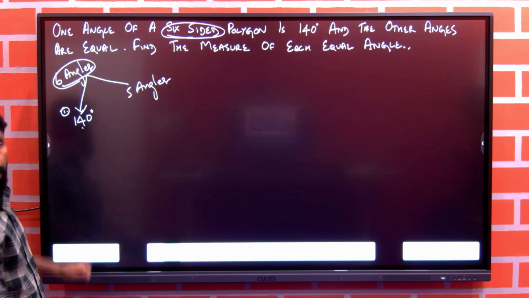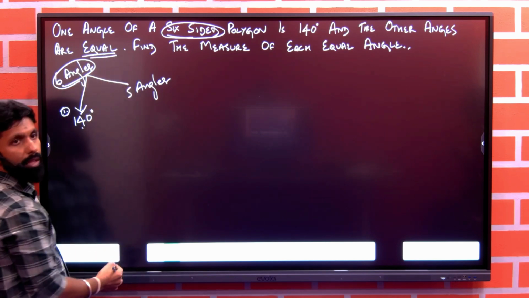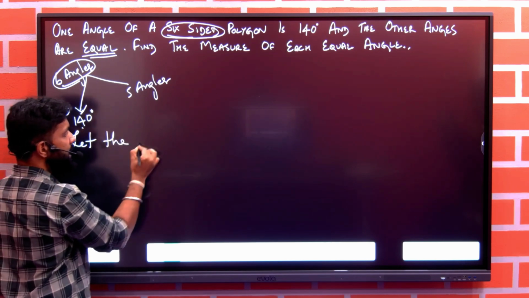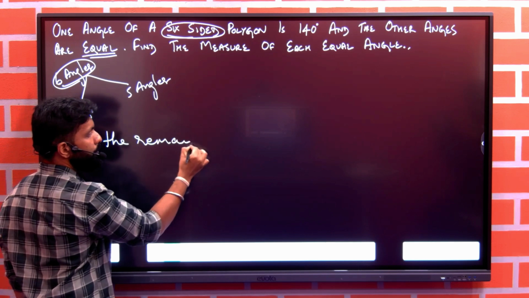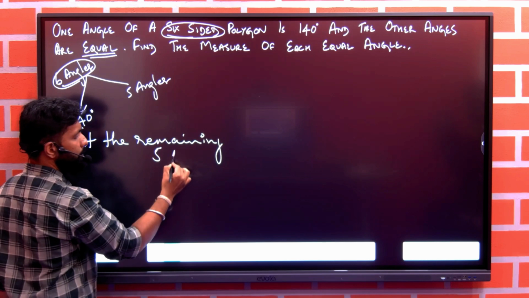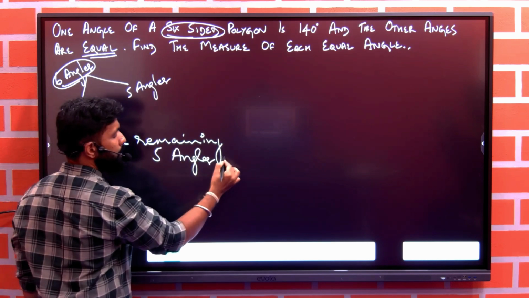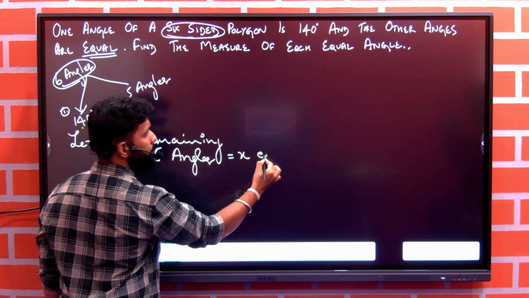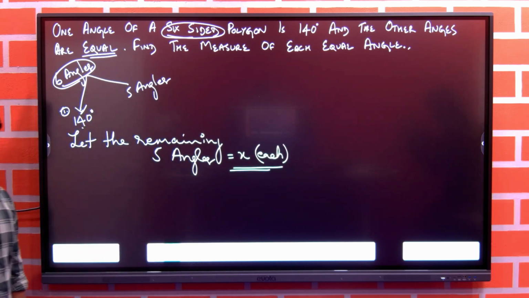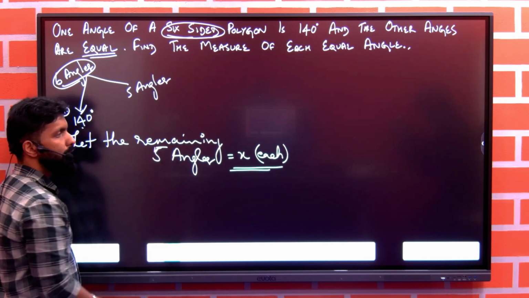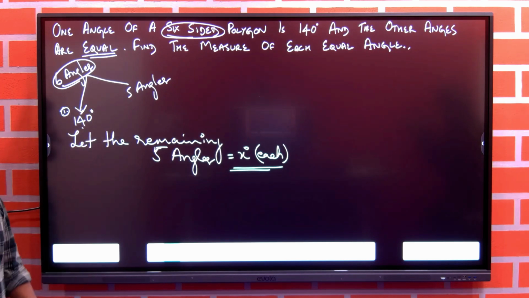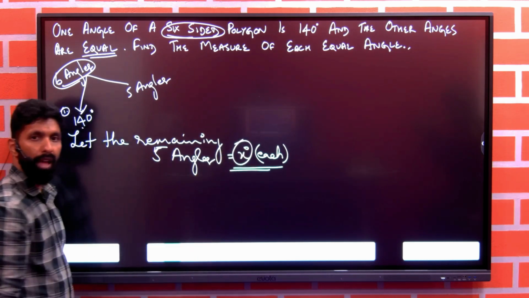The remaining 5 angles are equal. Let the remaining 5 angles be equal to x degrees each. Now find the measure of each equal angle. In other words, find the value of x. I hope you understood.